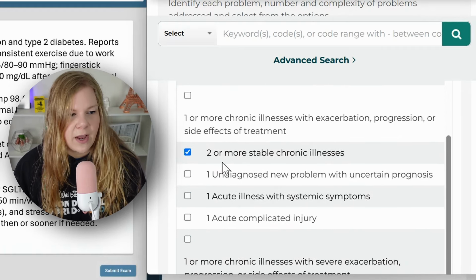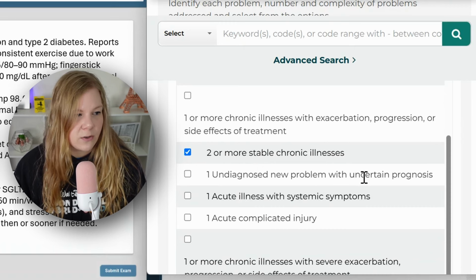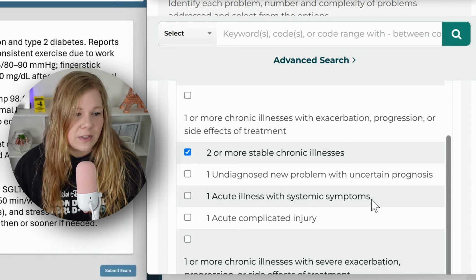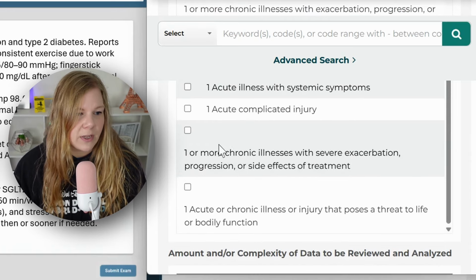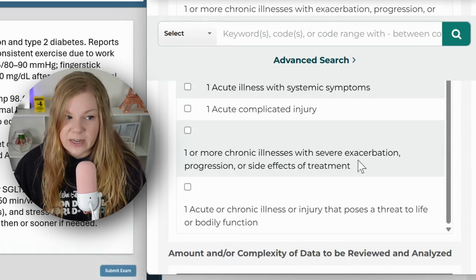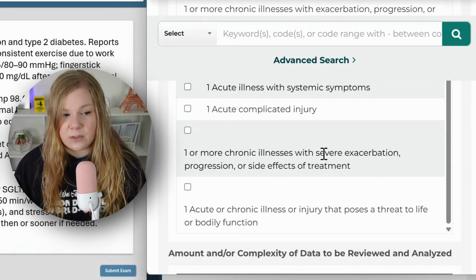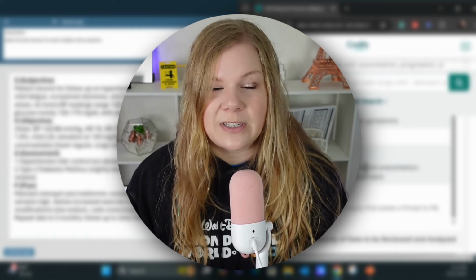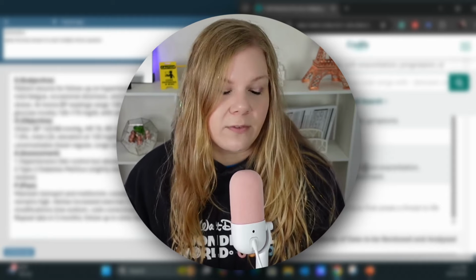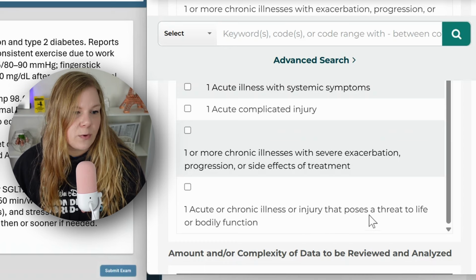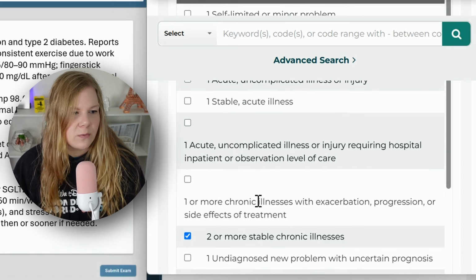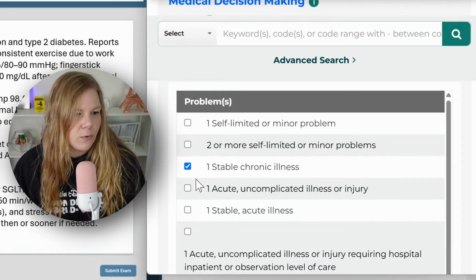If we have anything higher than that, do we have one undiagnosed new problem? No, we don't really have an acute illness with a systemic symptom, no acute complicated injury. There was no chronic illness with a severe exacerbation. And when you're looking at those exacerbations, look out for that word severe, because that's a very key word that can change a level 4 to a level 5. And one acute or chronic illness that poses a threat to life or bodily function, we really don't have any of those. We might have some of these lesser ones. We definitely have probably one stable chronic illness.